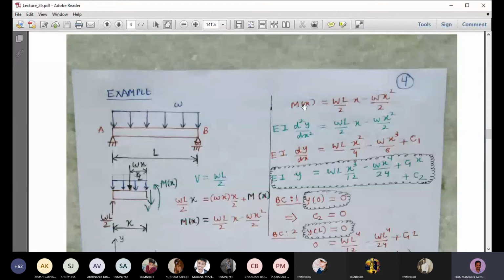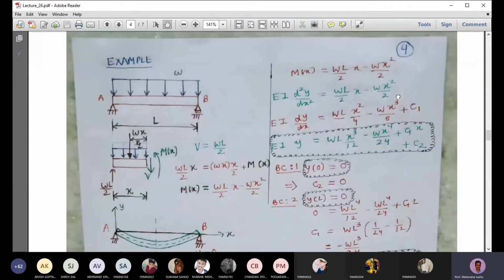We already have the equation EI d square y by dx square is M of x. So we are substituting instead of M of x, EI d square y by dx square, and we have the right hand side the same. First we'll do the integration once. So we'll have EI dy by dx, and x will become x square by 2, so wL x square by 4, minus w x cube by 6, so x cube by 3 and already 2 is there, so x cube by 6, and we have our first integration constant c1.